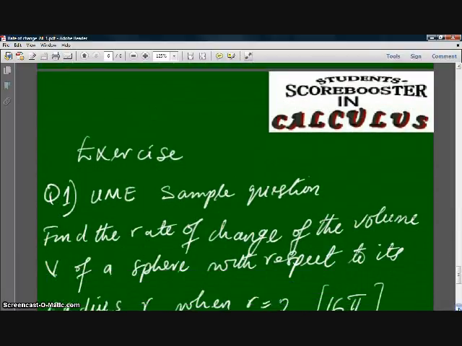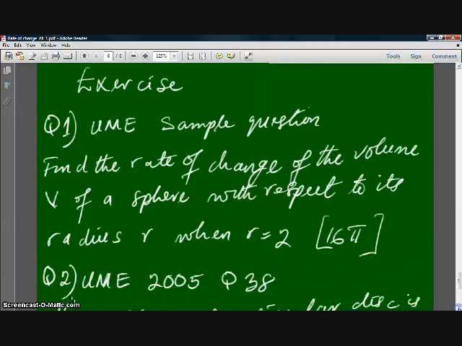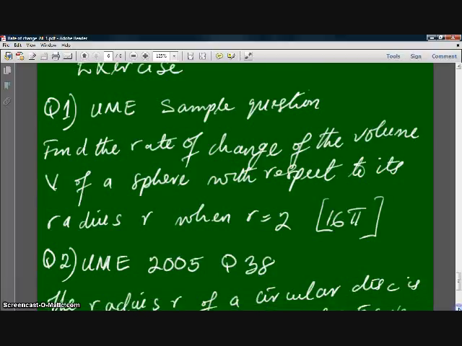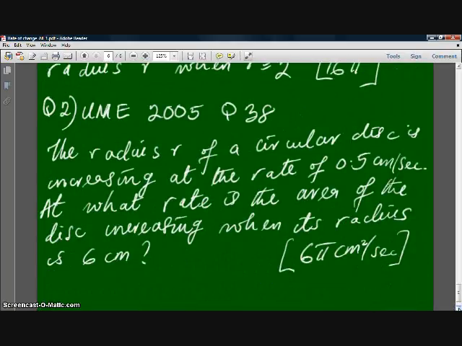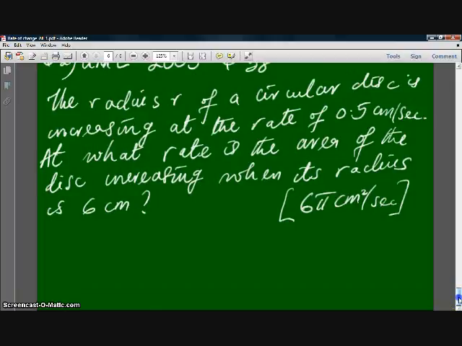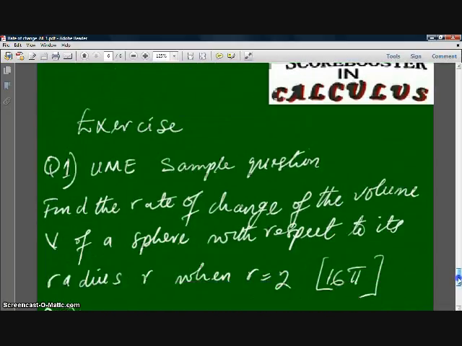Now this is the exercise we want you to try. Okay, so question 1 and the answers are there, and this is question 2. The answer is also there. So you try your hands on this one, and I'm sure you're going to get them.